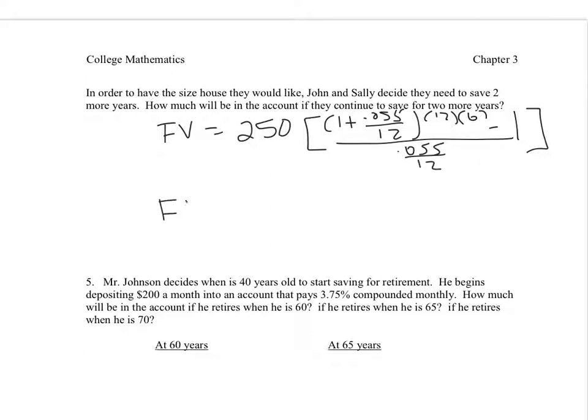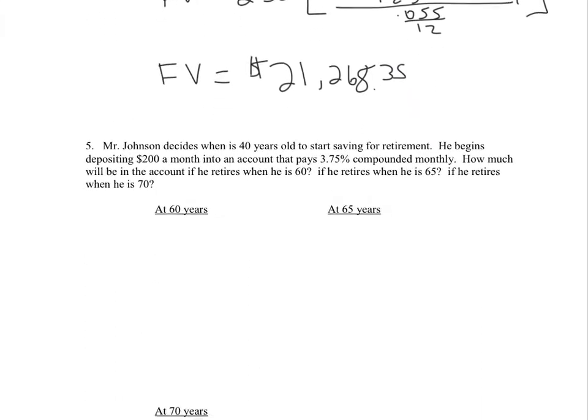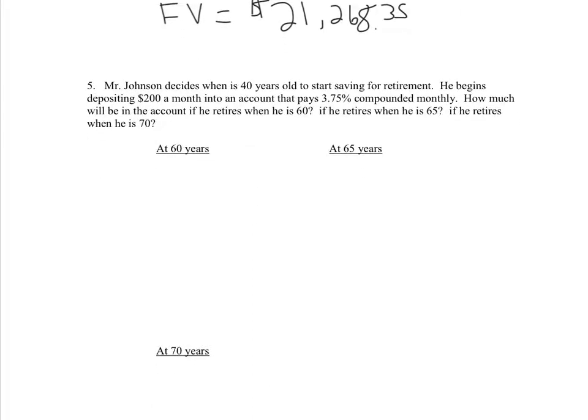So if you go back and you recalculate, instead of the $13,000 that they would have at the end of 4 years, giving themselves 2 extra years increases the amount that they have for a down payment to $21,268.35. So good to know how you can calculate if you're trying to accomplish a certain goal, like John and Sally were. Now, Mr. Johnson decides when he's 40 years old to start saving for retirement.